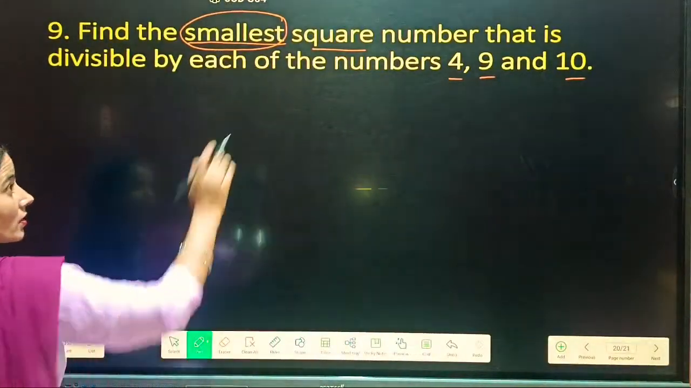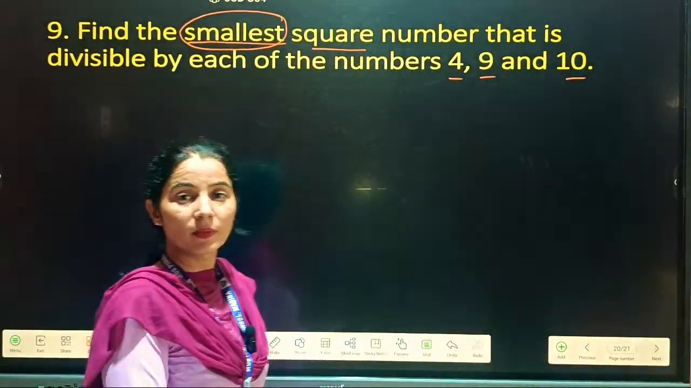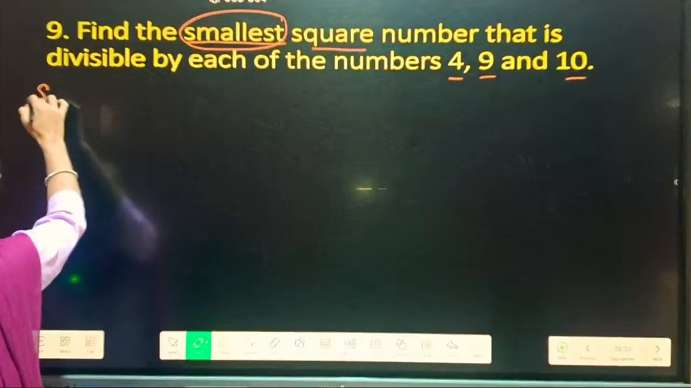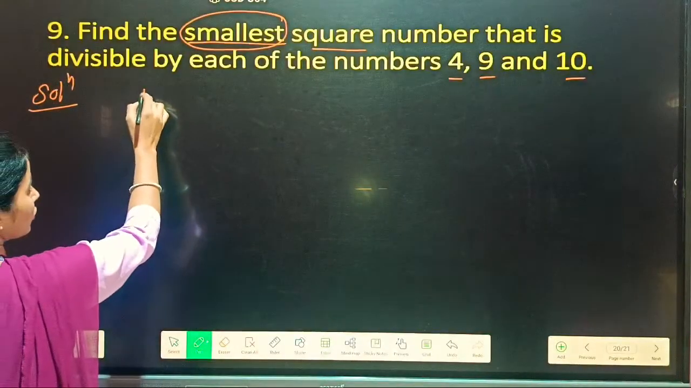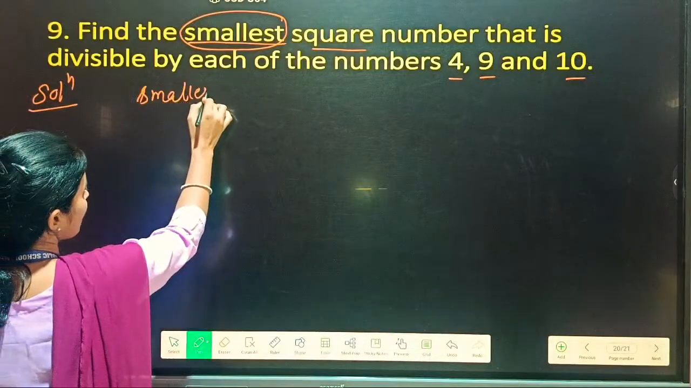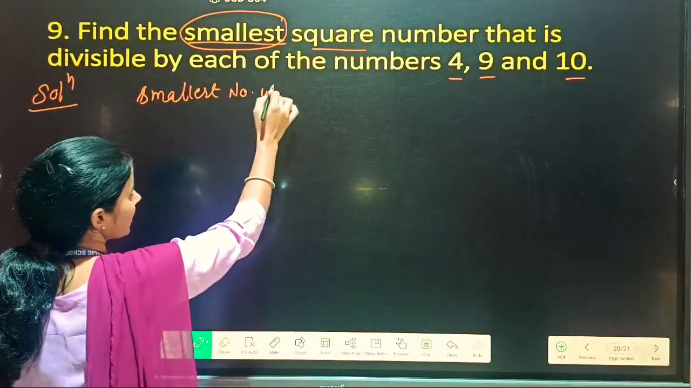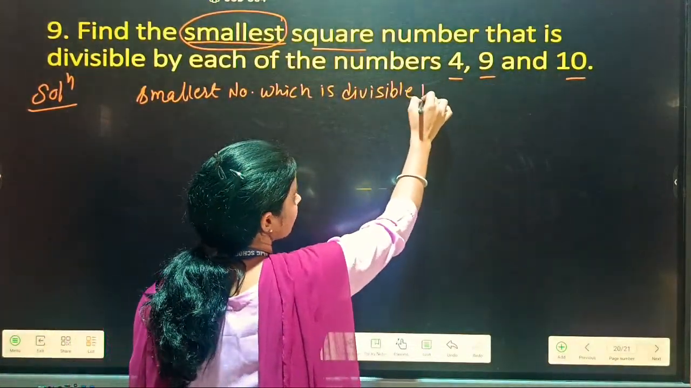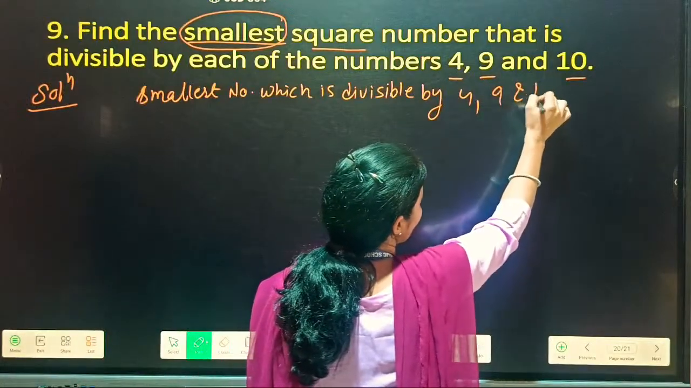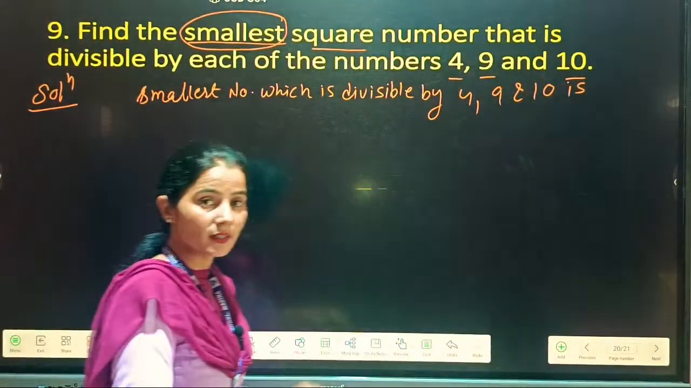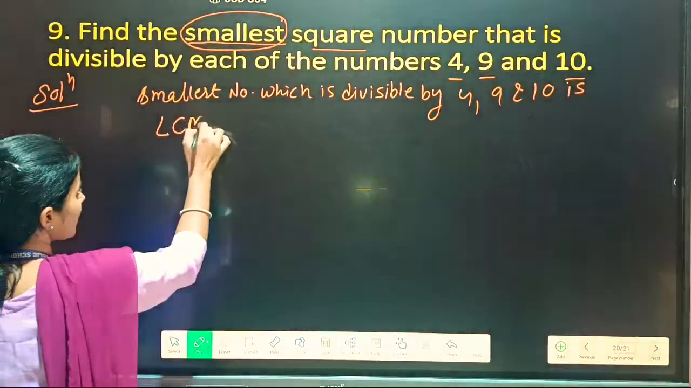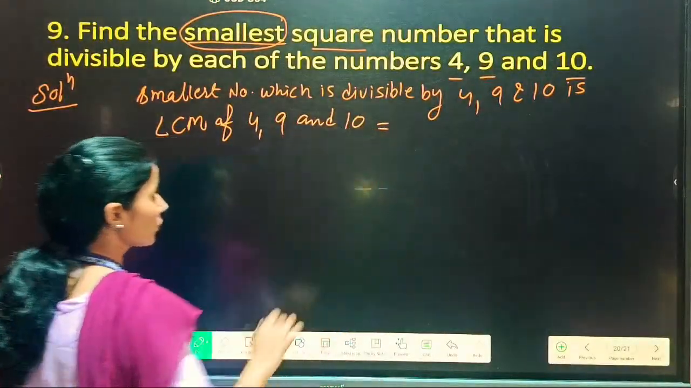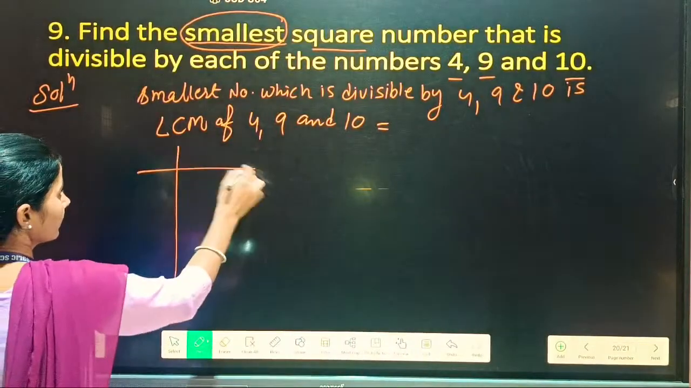How can we find the smallest number which is divisible by 4, 9 and 10? That will be their LCM. So I need to find the LCM of 4, 9 and 10. The smallest number which is divisible by 4, 9 and 10 is the LCM of these numbers.